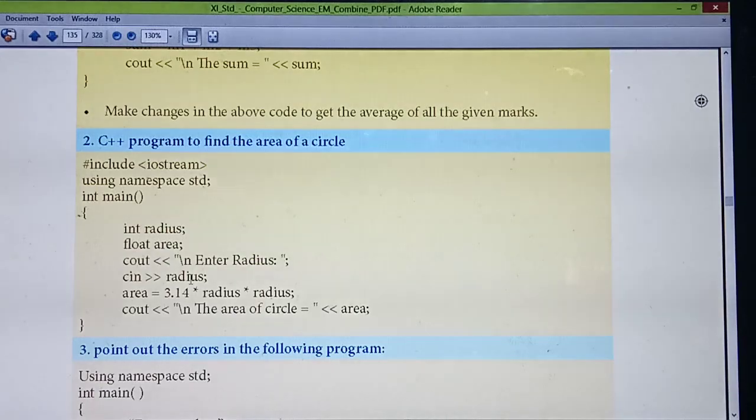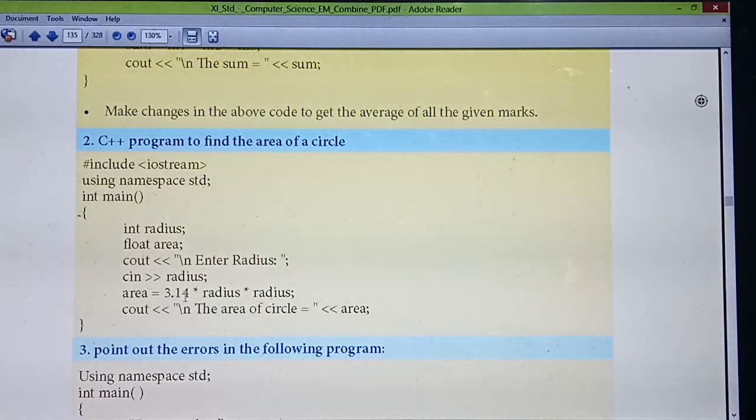Okay. Then the formula for calculating area. What's the formula? Pi r square. What's the value of pi? 3.14 into r square. Radius into radius. R square means 2 times. Okay. Now you have calculated and the area is stored in the variable area.